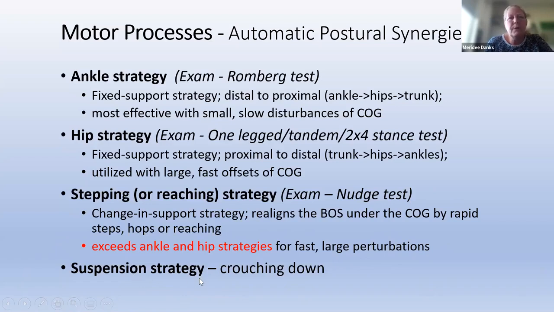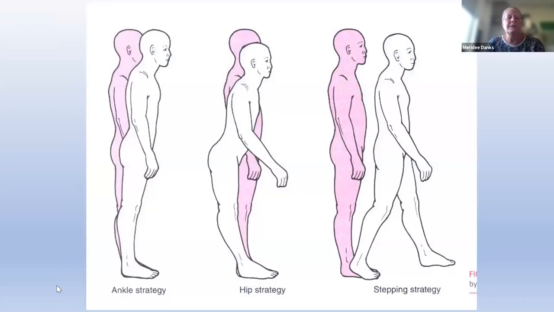People that play football, they're on the line, they'll squat down to have a lower center of gravity. Older people that feel unsteady will use the strategy of bending their knees and going into a squat to help stabilize themselves also. So this is an example of an ankle strategy, hip strategy, and the stepping strategy.